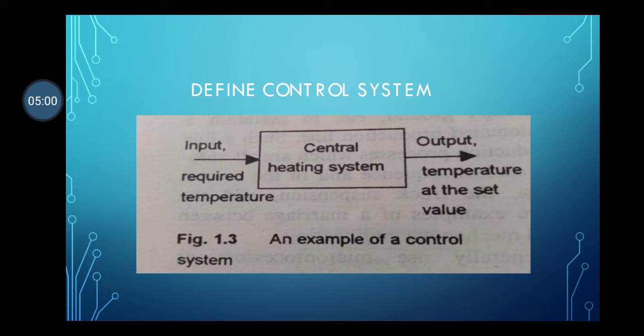Here the input is the required temperature, the process is heating, and the output is the temperature at the set value, for example 25 degrees, 30 degrees Celsius, 20 degrees Celsius. Likewise, that is the control of temperature.